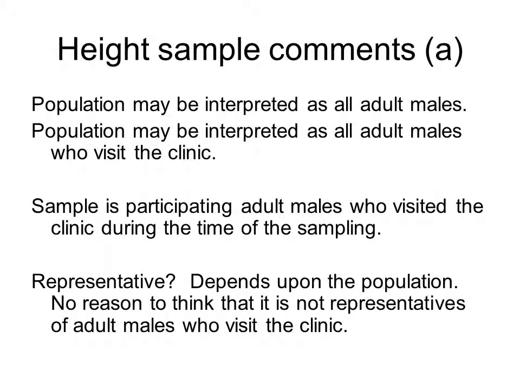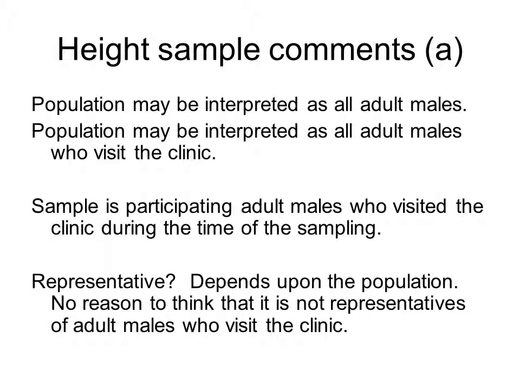So the population might be interpreted as all adult males, or it might be interpreted as all adult males who visit this clinic. Depends on where the clinic is about whether or not you might regard it as particularly representative. The sample is the participating adult males who visited the clinic during the time of the sampling, and is it representative? Well, that depends on what your population is.